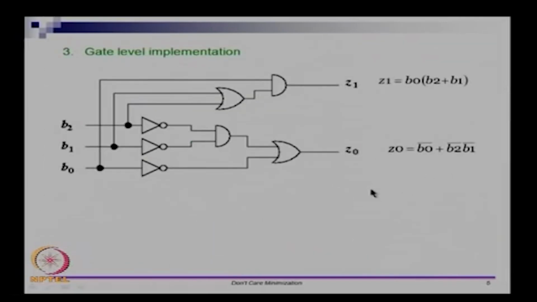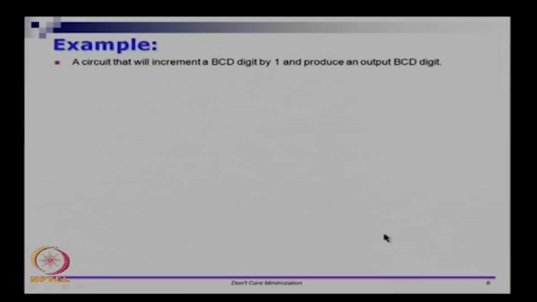So this is the gate level implementation for this circuit. We have B2, B1, B0 going into this part of the circuit as well as this part of the circuit, and it is a straightforward 2 input implementation of the circuit. So let us look at another example here.